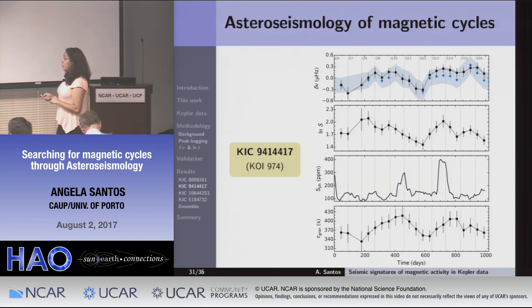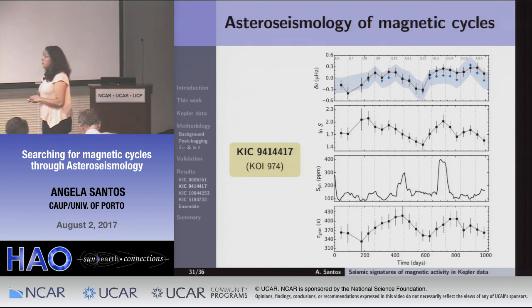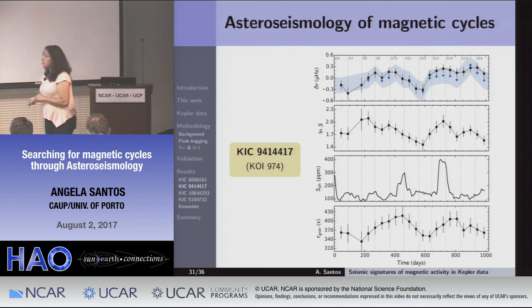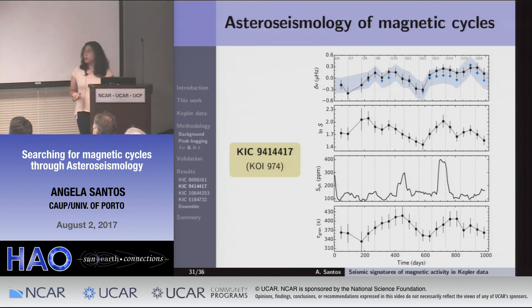And for this star, we found the frequency shifts varying in phase with the heights of the modes, and this was not expected based on what we know for the Sun. And these frequency shifts are also in phase with the variation in the granulation timescale, and in the SPH index there is also some variation, and these high levels of SPH coincide with large values of frequency shifts. So for this star, all the parameters seem to vary in phase, and this was not expected based on what we know.